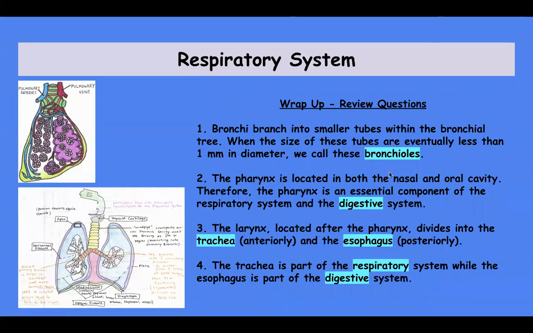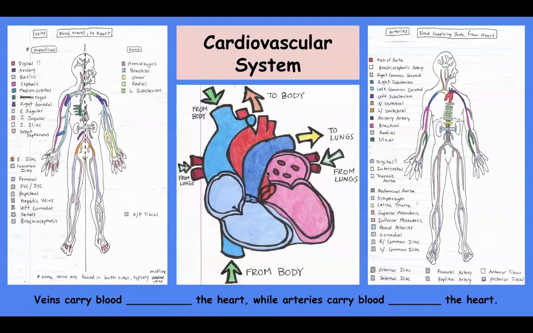All right, and so these are the answer keys. So indeed, bronchi branch out into bronchioles. The pharynx is part of the respiratory and digestive system. The larynx divides anteriorly, known as the trachea, and then posteriorly the esophagus, and those specifically are related to respiratory and digestive systems. Awesome. So any questions before we move on to the cardiovascular system? All right, if there are no questions, I will move on.